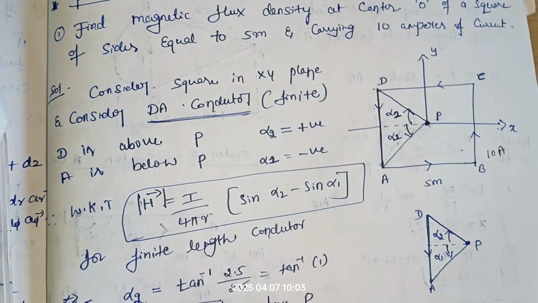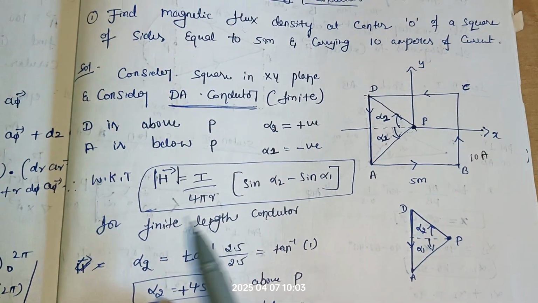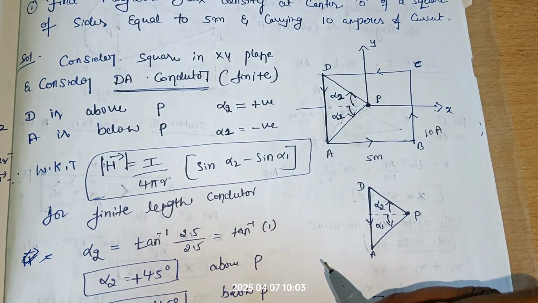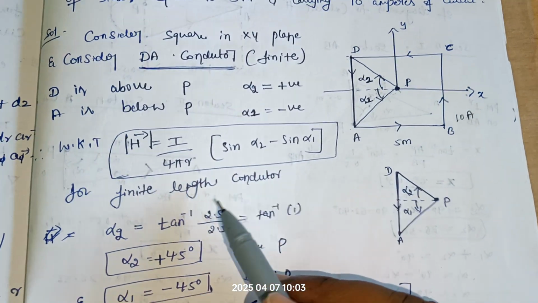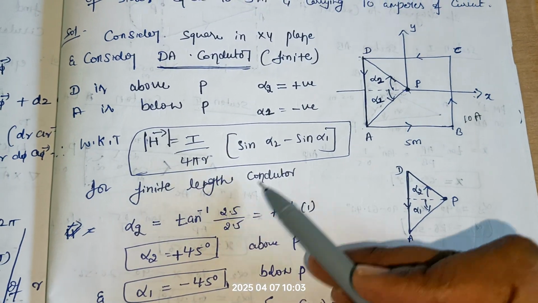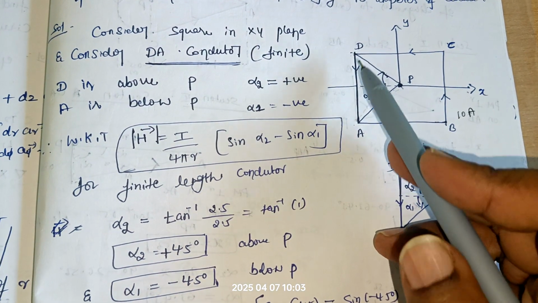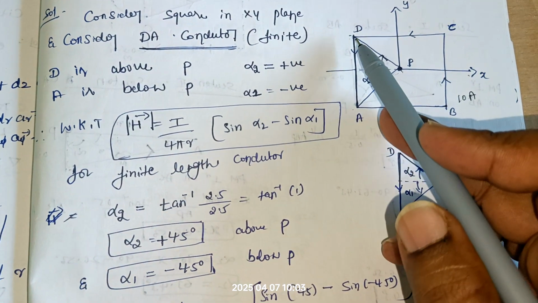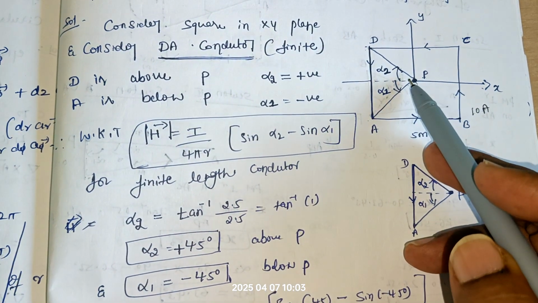Right, so now we know the equation that H due to a finite length conductor, H equals I divided by 4 pi r, into sin alpha 2 minus sin alpha 1, for a finite length conductor. So how to calculate alpha 2: we know that it is tan inverse of y by x, opposite by adjacent. So tan inverse of this is 2.5 as well as this is 2.5.